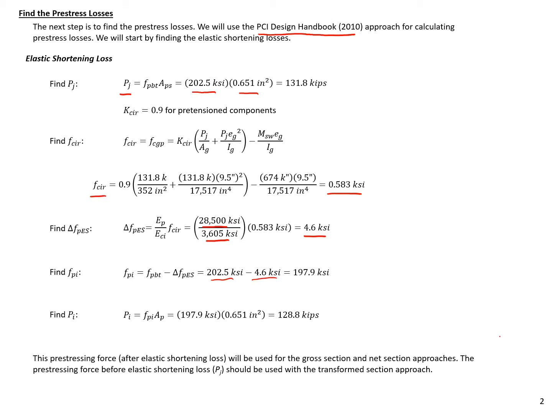If we take our strand stress before transfer minus that elastic shortening loss, so 202.5 ksi minus 4.6 ksi, we'll get the stress in our strands after release or after transfer happens. And that stress is 197.9 ksi. We take that times the total area of our pre-stressing strands to give us the force in our strands after release of 128.8 kips.